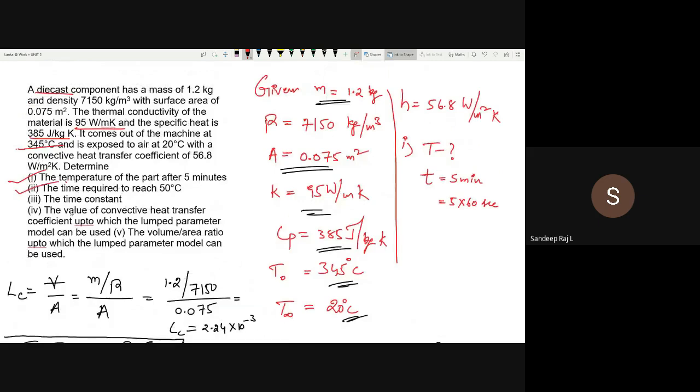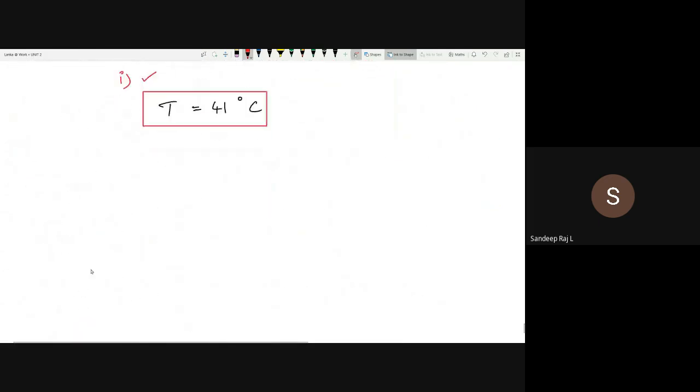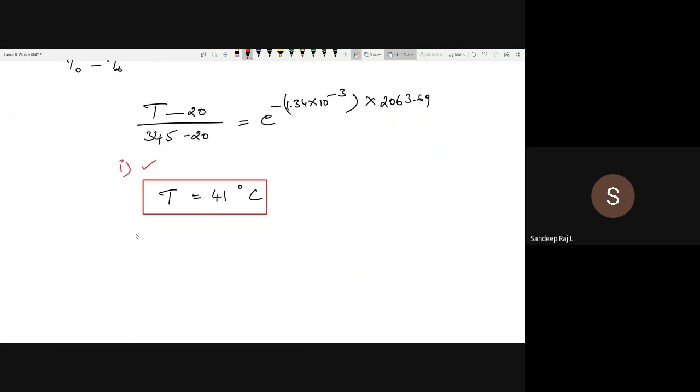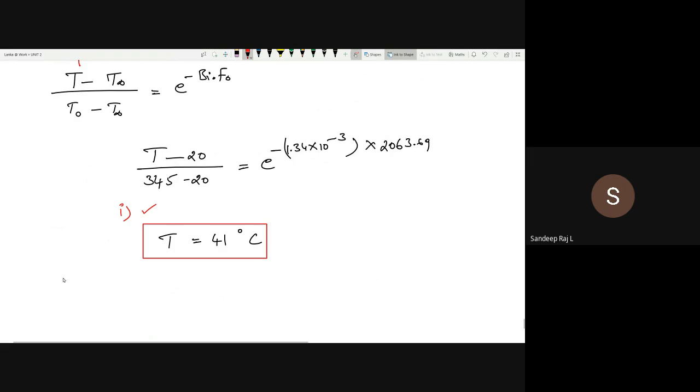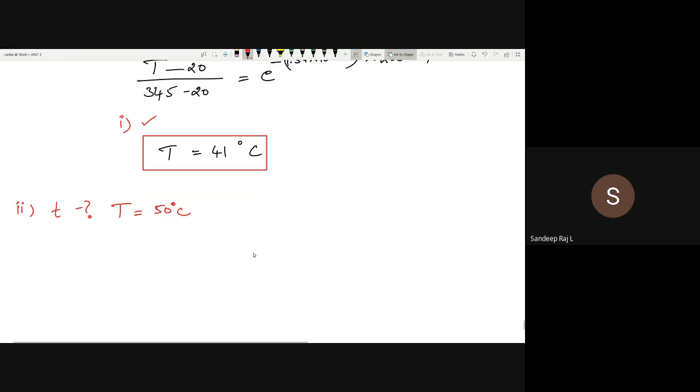What he's asking in the second question is to find out the time. He has given you the temperature here, and it is asking you to find out the time. So how do you find that? For that, you have to have the Fourier number here in a different way. The second question is asking you to find the time if T is equal to 50 degrees centigrade. Previously it was 41 degrees centigrade. Now, what is the time required for 50 degrees centigrade?